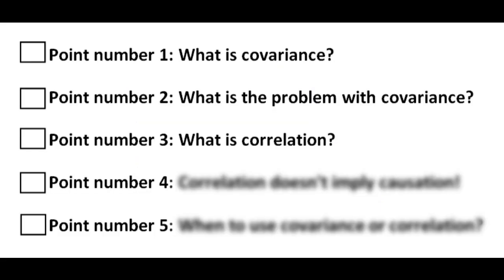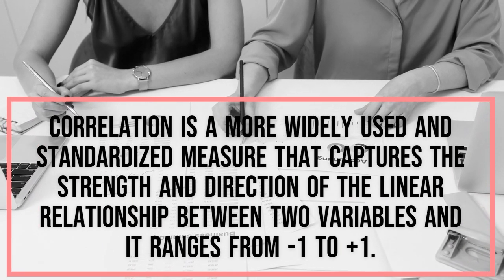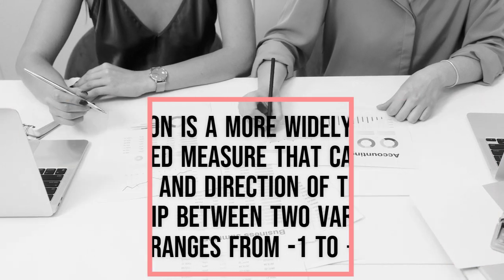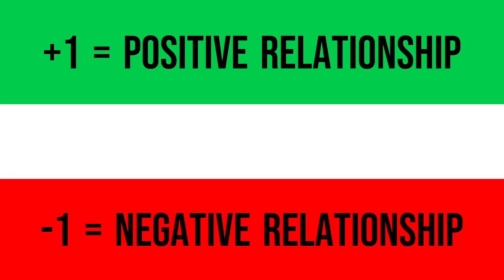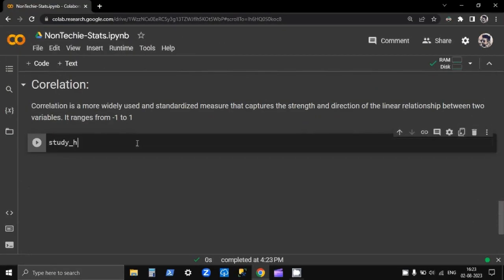Point number 3. What is correlation? Correlation is a more widely used and standardized measure that captures the strength and direction of the linear relationship between two variables, and it ranges from -1 to +1. A correlation of +1 indicates a perfect positive relationship, -1 indicates a perfect negative relationship, and 0 indicates no relationship. Let's head to the screen and see how to find the correlation.